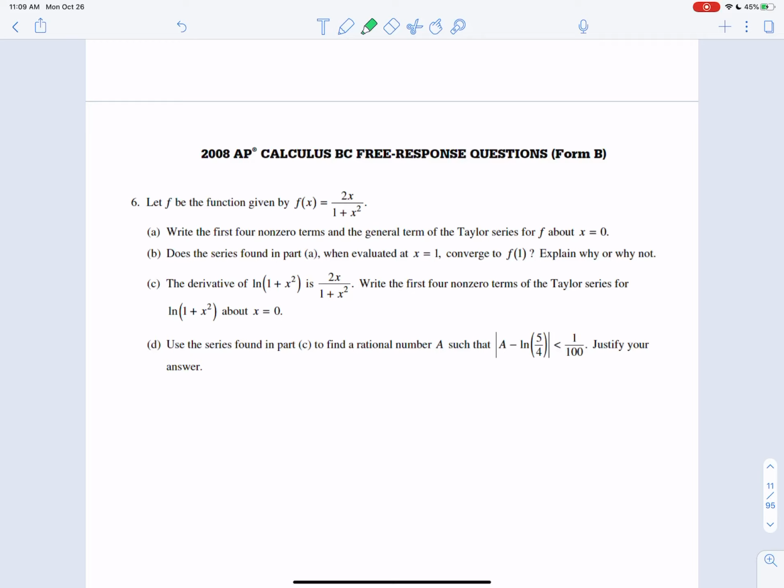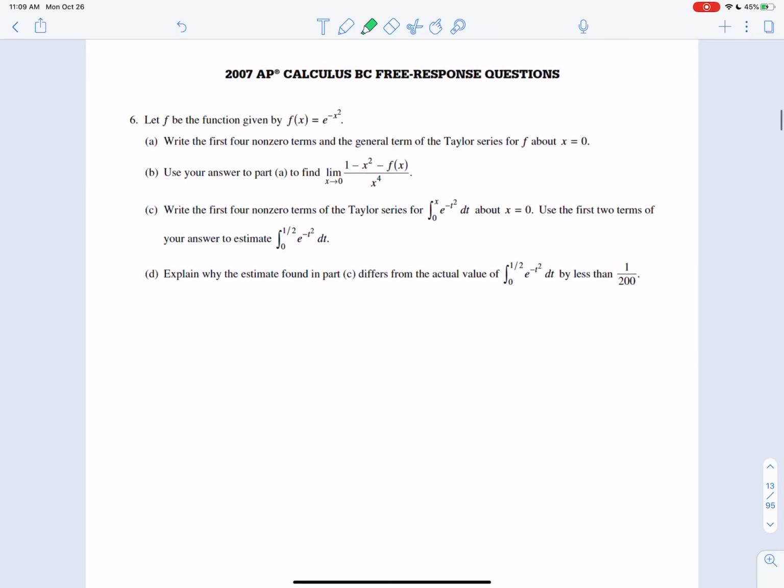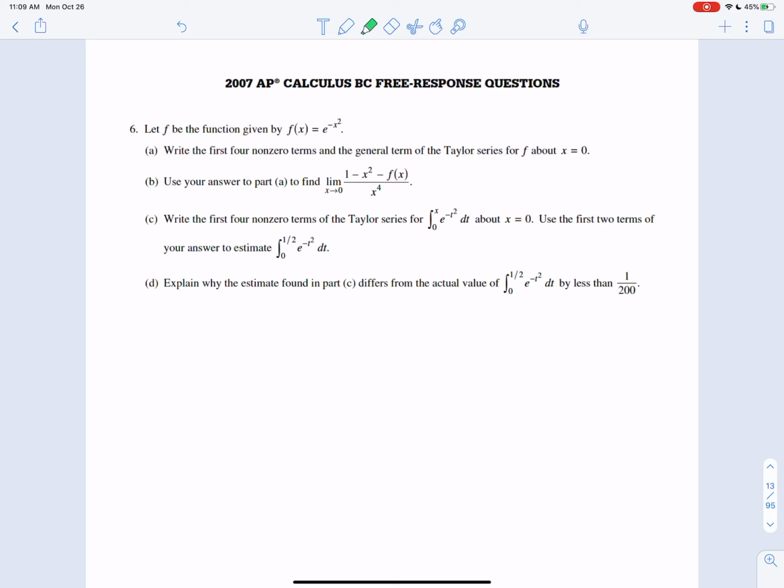Use the series found. Was part D such that? Oh yeah, right here. Okay. You're taking the absolute value of some difference. Okay. Good. 2007. Explain why the estimate found in part C differs from the actual value. That's error. Okay. And that's it. All right.